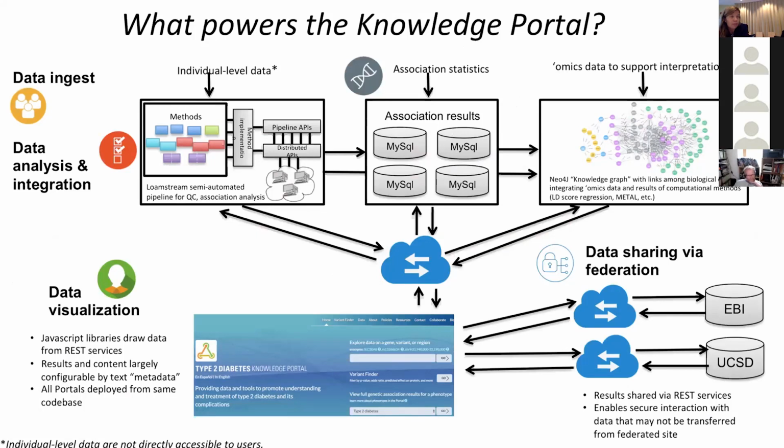What's it powered by? Well, it's powered by a modular and flexible software platform, which we talked about last time. But what's important about this, there are 4 pieces that are really important here. One is the data ingest. We can take individual level data, raw data, and analyze it and represent it in the portal. We can also bring in association statistics from anywhere. Summary level statistics are all we need to represent and aggregate human genetics data.